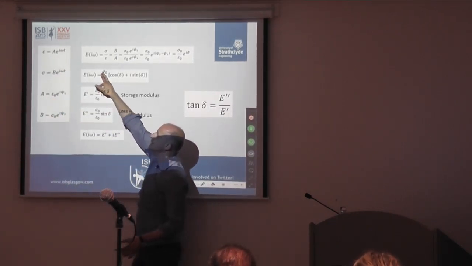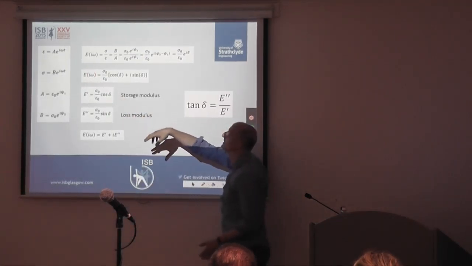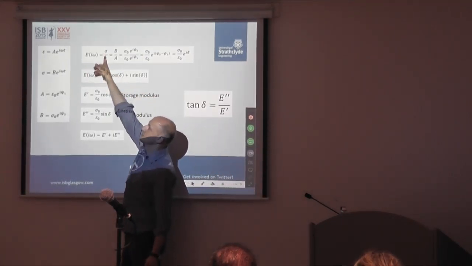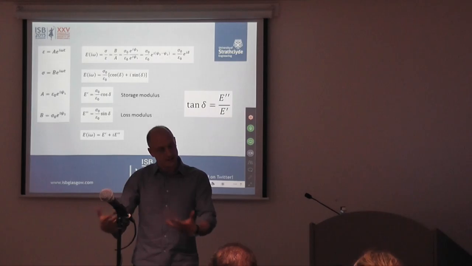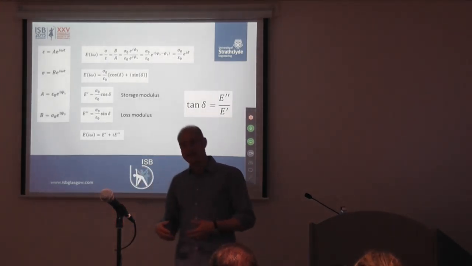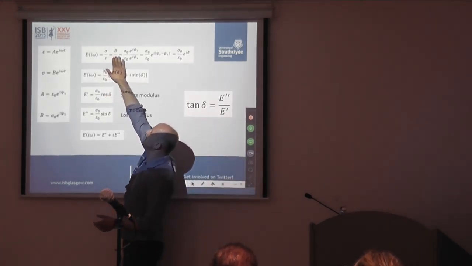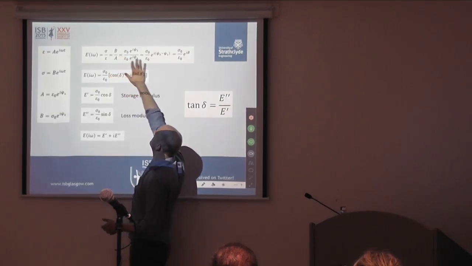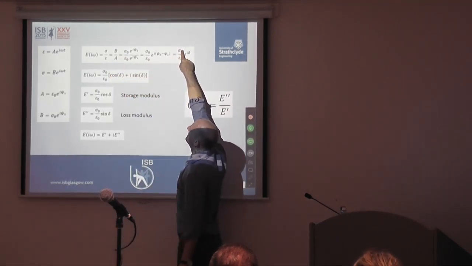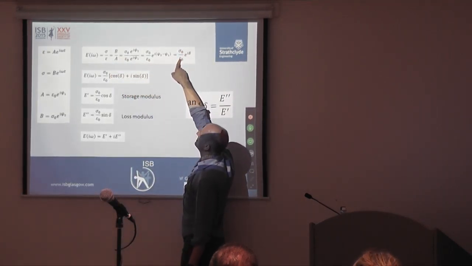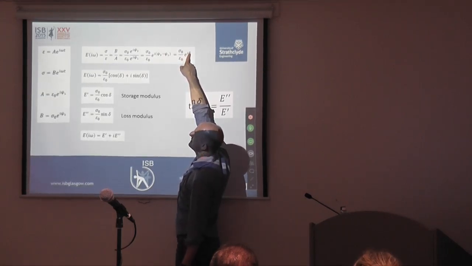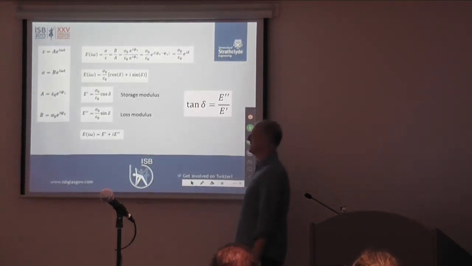We can determine what's known as the dynamic modulus, equal to stress over strain, just in the same way Young's modulus is stress over strain for a linear material. And that turns out just to be B over A, the amplitude of the stress divided by the amplitude of the strain, times e to the i delta, where delta is the phase difference.